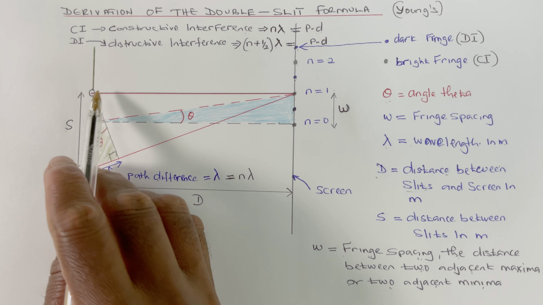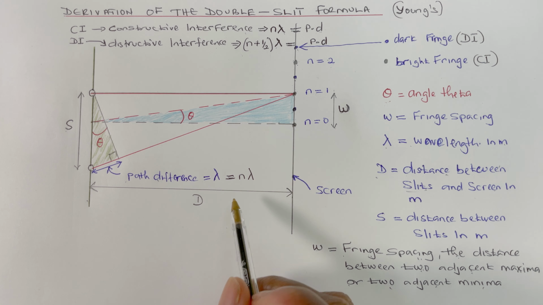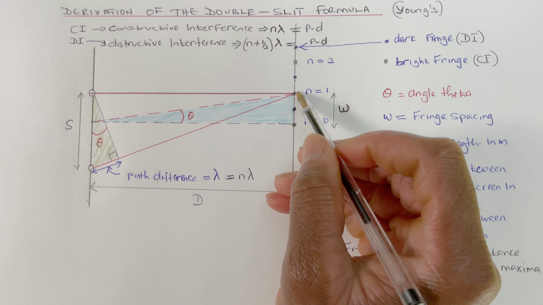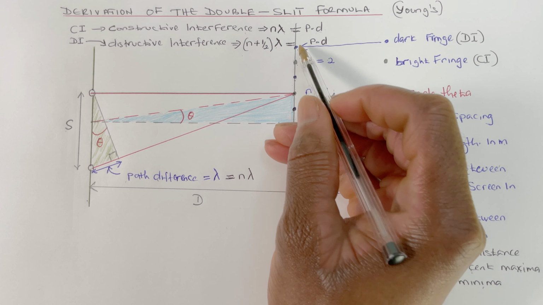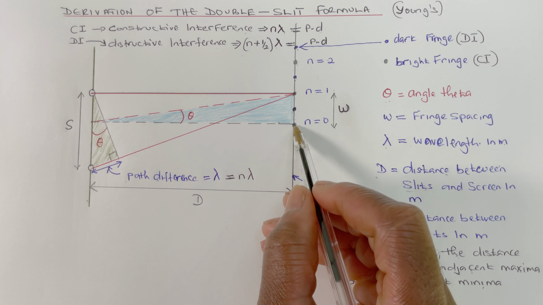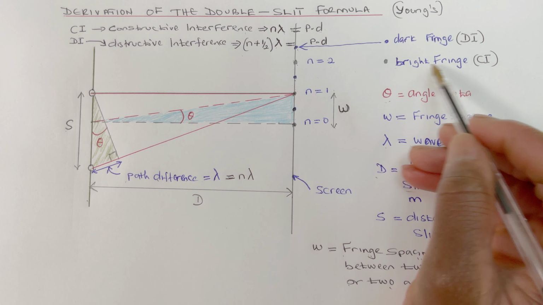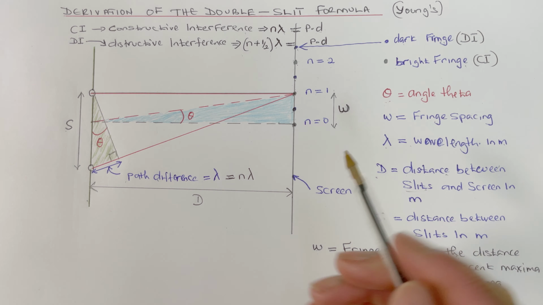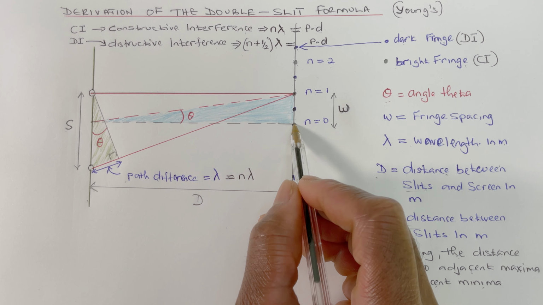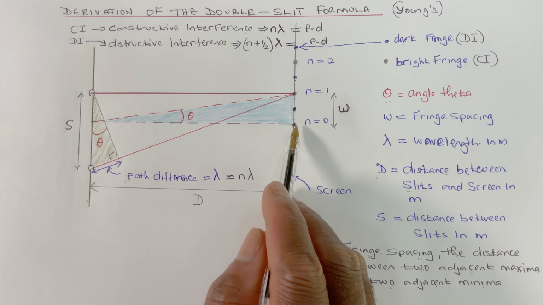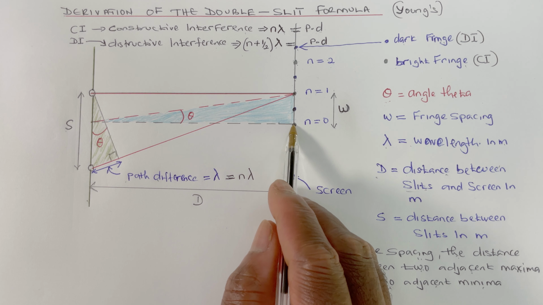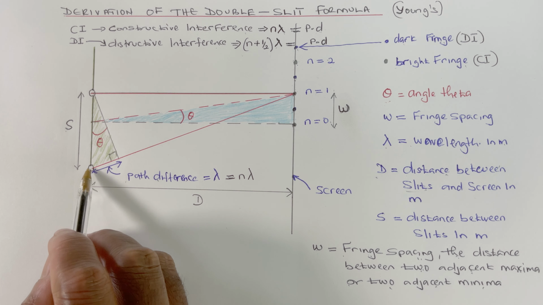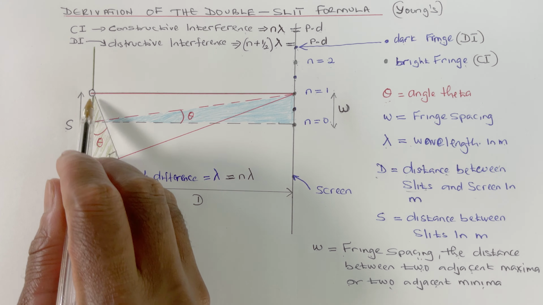When the light strikes the screen, you will get constructive, destructive, constructive, destructive, constructive, destructive interference. The constructive interference is called the bright fringe, and the destructive interference is called the dark fringe. The first constructive interference is when the light comes from there and hits that, and comes from there and hits that. This is when n equals 0, because there's no path difference between these two.